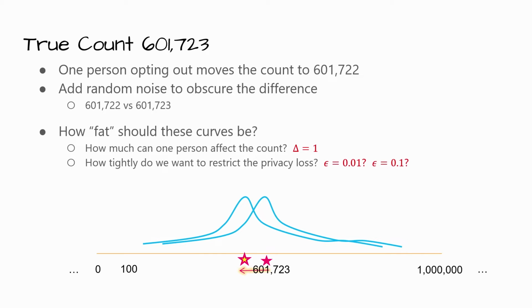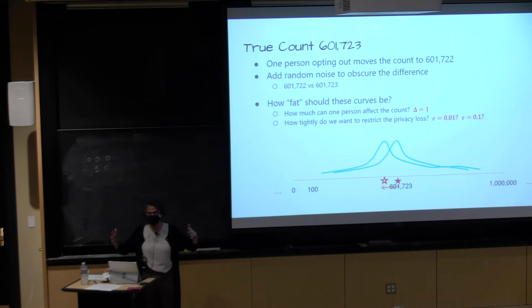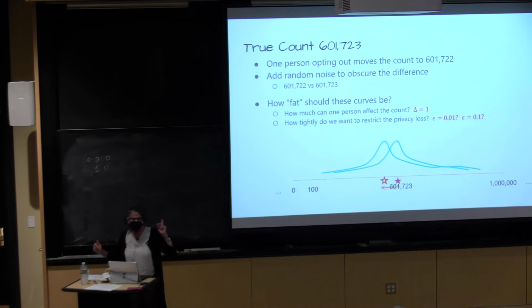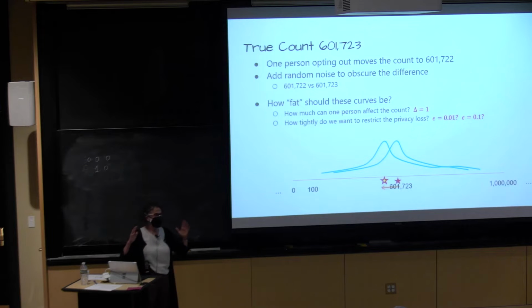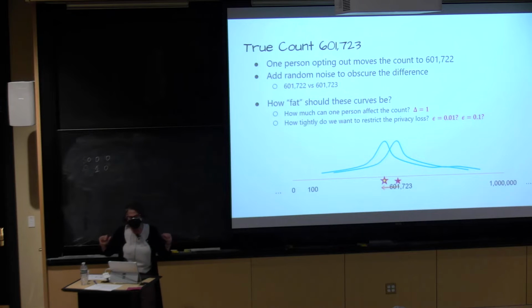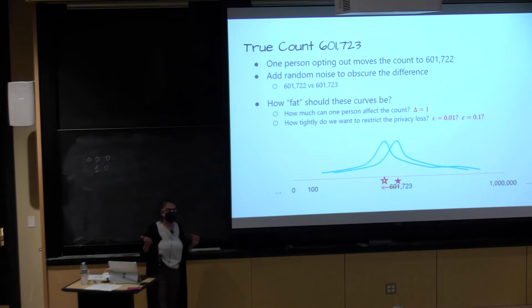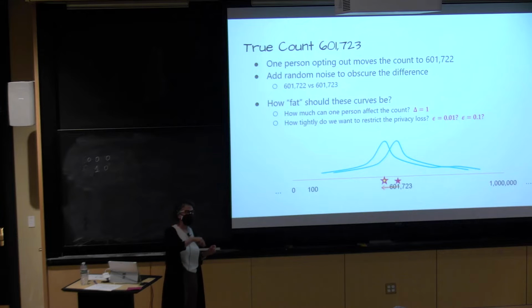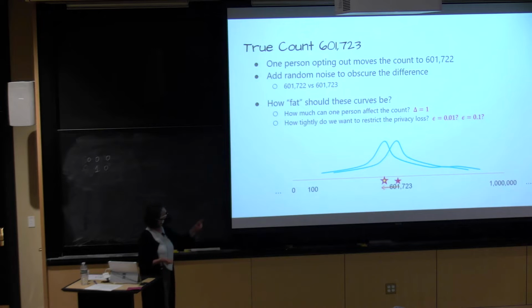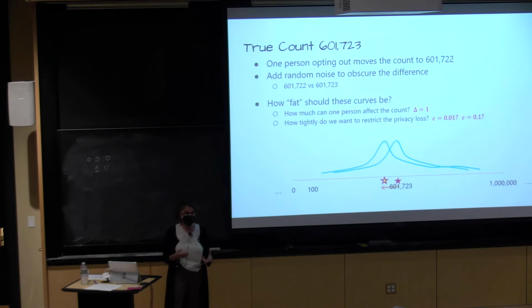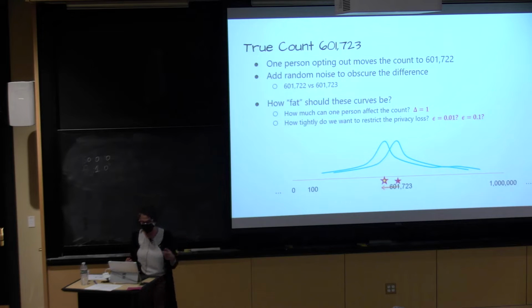So how fat should these curves be? Well, you only want to hide one person, so it has to be at least kind of one wide. And I should mention, we're going to use delta to represent what we call the sensitivity of the function. That is, it's the maximum amount by which the value of the function can change when one person opts in or opts out. So worst case over all pairs of adjacent data sets. So the sensitivity of a counting query is just 1, because if one person opts in or opts out, that can change the count only by 1.